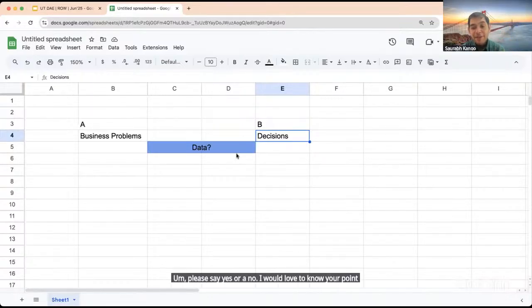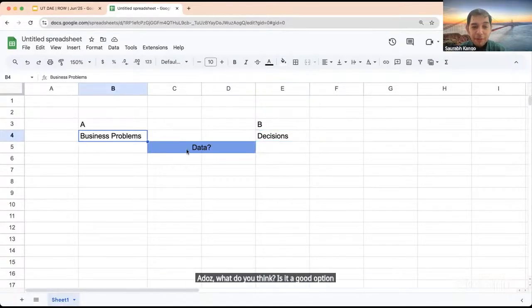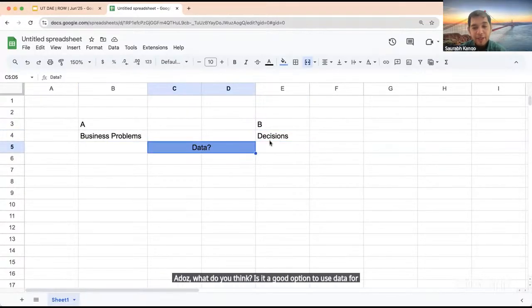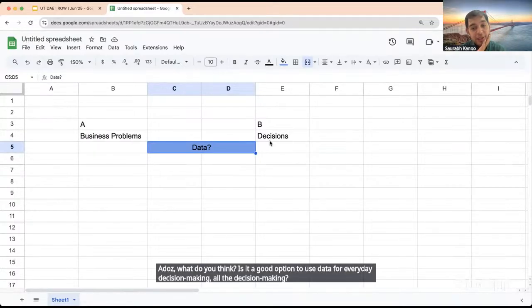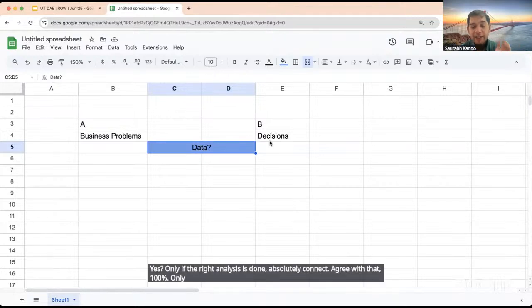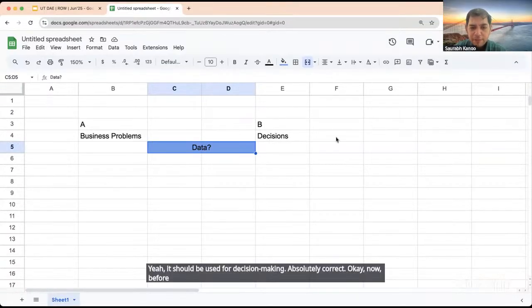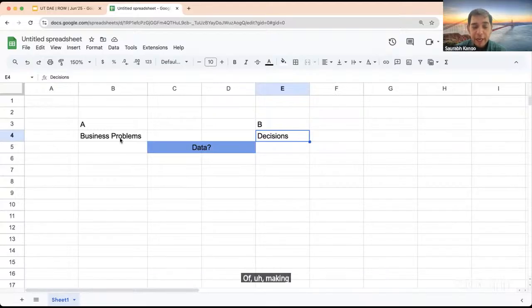Very much reliable to use data for decision making. Absolutely correct, Paul. Others, what do you think? Is it a good option to use data for everyday decision making, all the decision making? Yes, only if the right analysis is done. Absolutely correct. Agree with that 100%. Only if the right data is there and the right analysis is done. Yeah, it should be used for decision making. Absolutely correct.